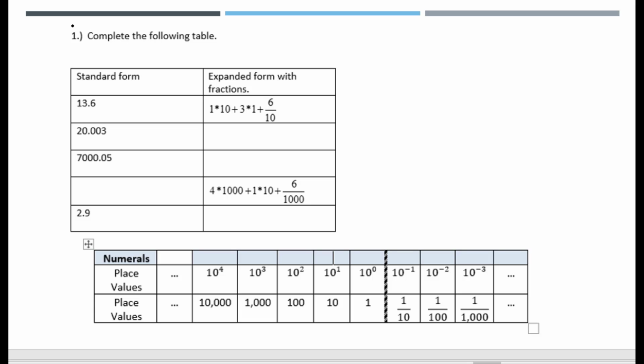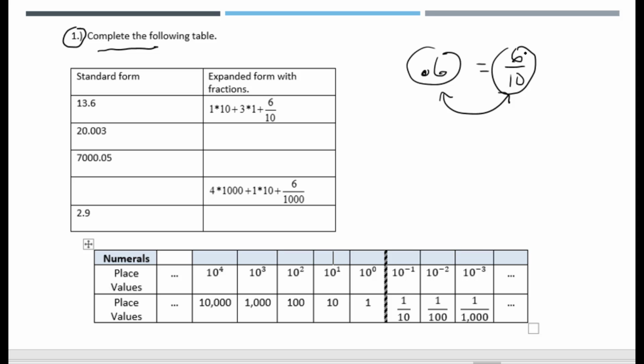So welcome to 2-3, and here is our first homework problem. And there's an example there. So we're just writing it in expanded form as fractions. We're trying to get you to see the relationship between a decimal, like 0.6, and the same fraction, which is 6/10. So what is the relationship between decimals and fractions?